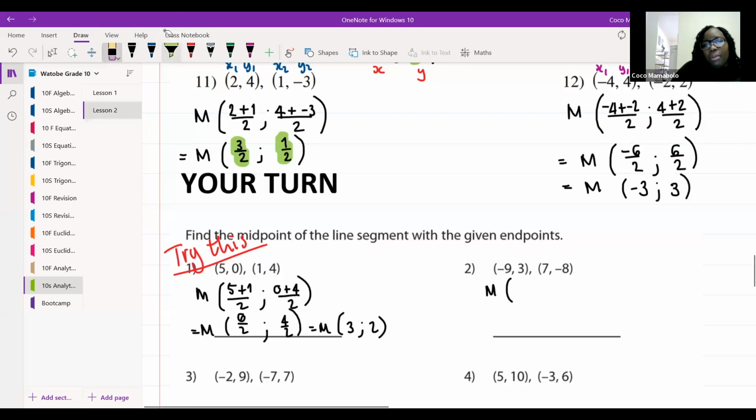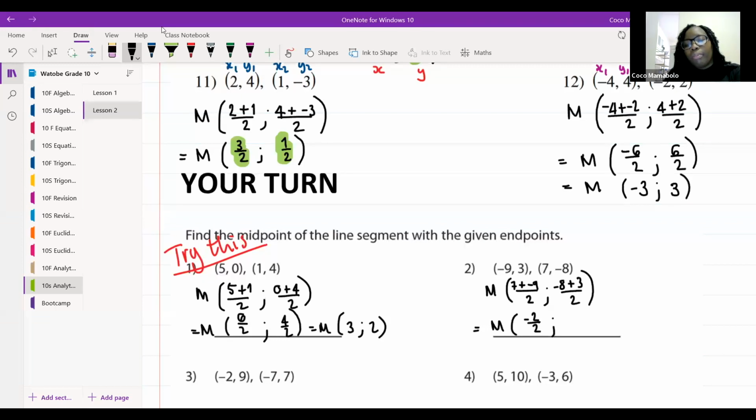So we're gonna say m bracket -7 plus -2. No, wait, sorry, -8. Why am I? Oh, I'm reading number 3. I'm so sorry. It's going to be +7 plus -9, good, over 2, comma, and then -8 plus 3 over 2, good, which will be equal to -2 over 2, comma, -5 over 2.